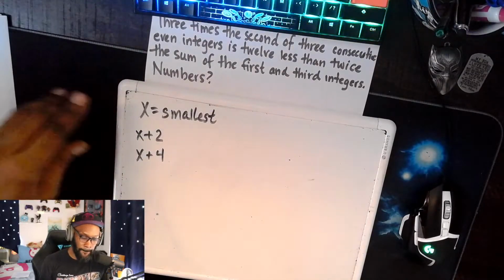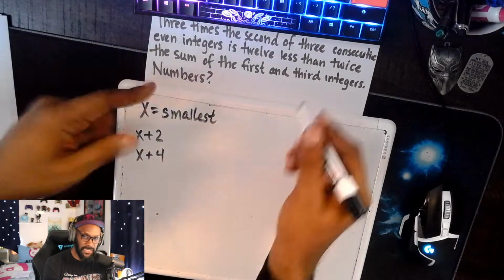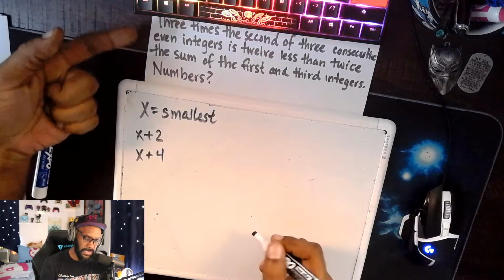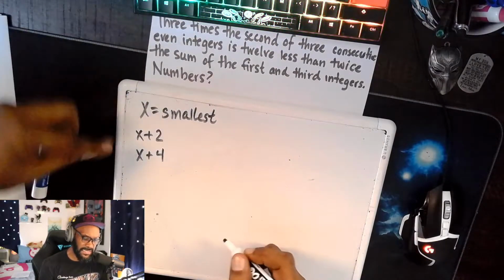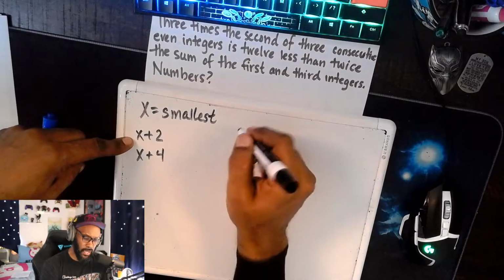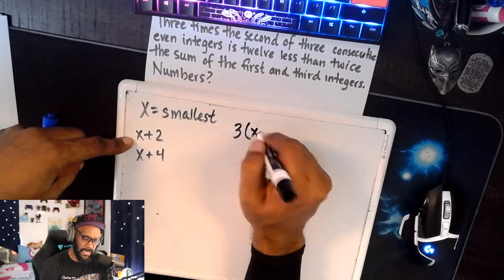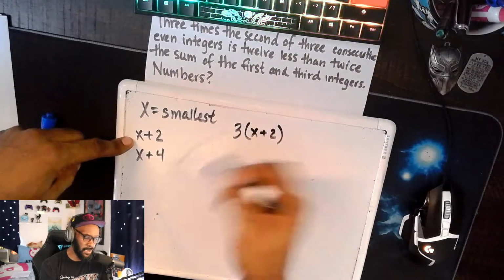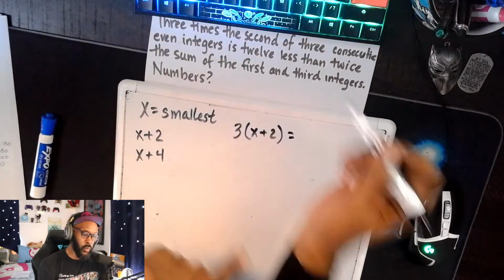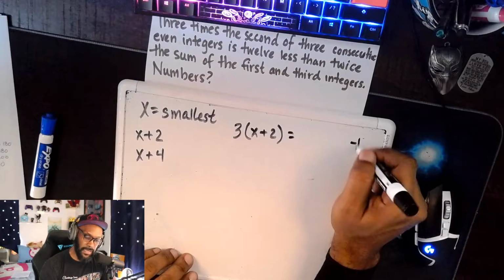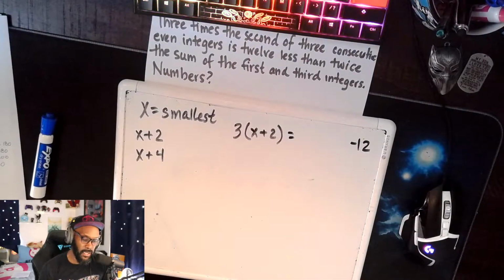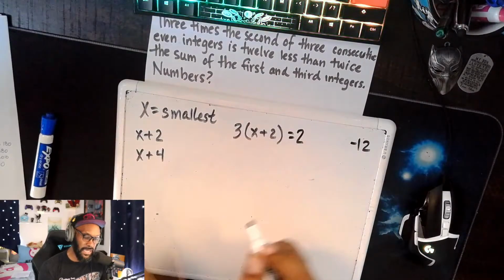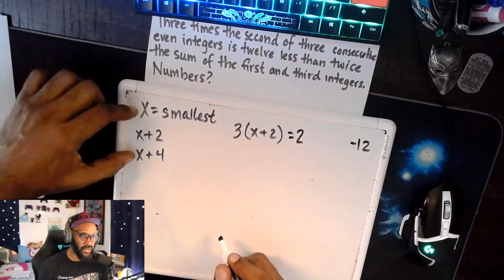All right. So now let's see if we can plug some of this stuff in here like chunk. It says 3 times the second, okay, 3 times the second of these 3 consecutive even integers, we got that already, is 12 less than, there's that less than again, 12 less than twice the sum of the first and third.